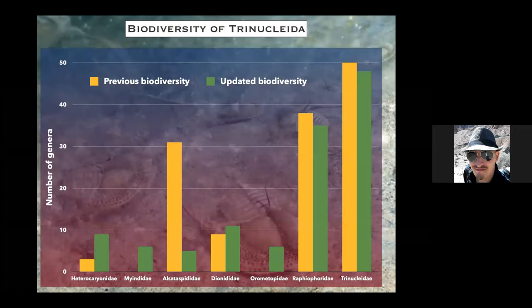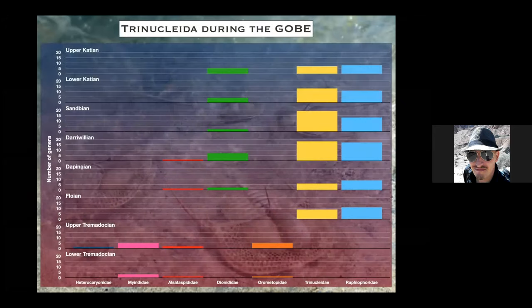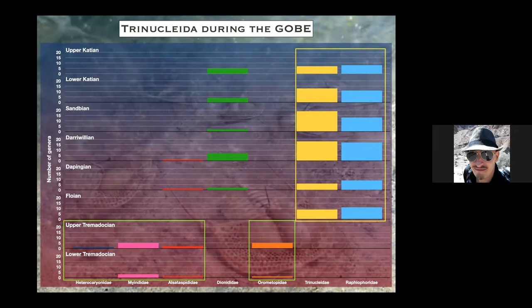And so our results on the taxonomy of the Trinucleida imply several changes in the biodiversity data set of this group. The most drastic change is the reduction of the number of genera of Alsataspidae and the rising of several families. If we look at this data set through time, the change is more important, because the fauna of the Ibexian appears nearly restricted to the Tremadocian, whereas the Whiterockian fauna initiates only during the Floian.